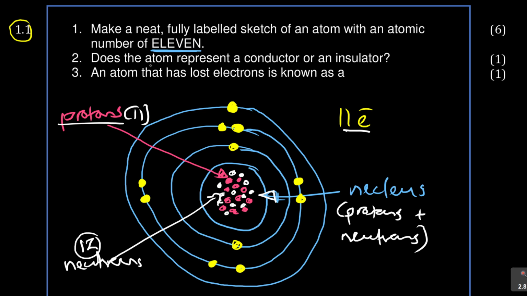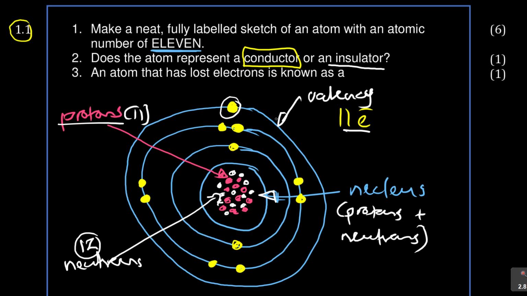And then it says, does the atom represent a conductor or an insulator? Now this represents a conductor. You know why? Metals have got 1 electron in the outermost shell. So if you see 1 electron or 2 in the outer shell, we call this the valency shell.